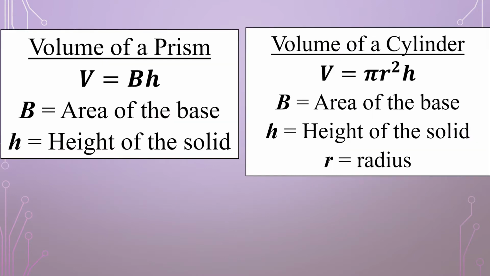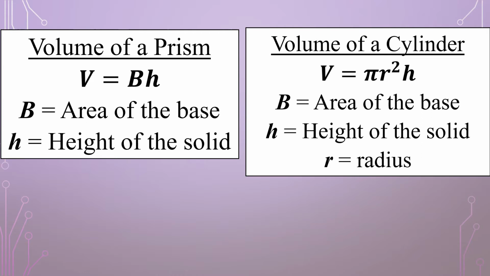We are doing volume of a prism and a cylinder today. So volume of a prism is V equals B times H, where B is the area of the base and H is the height of your solid. So that's why I said to get out your area and perimeter cheat sheet, because you are going to need to do the area of a trapezoid, a triangle, a circle, that kind of stuff.